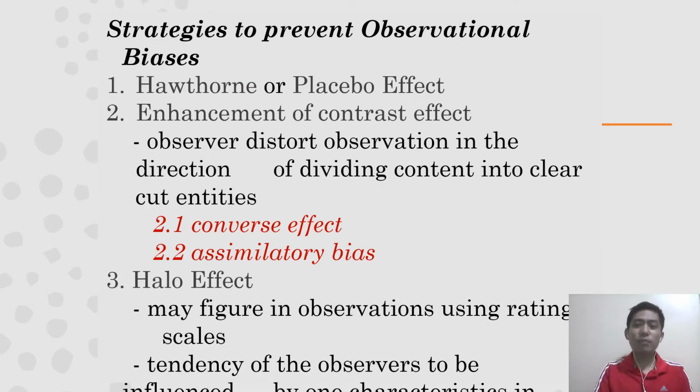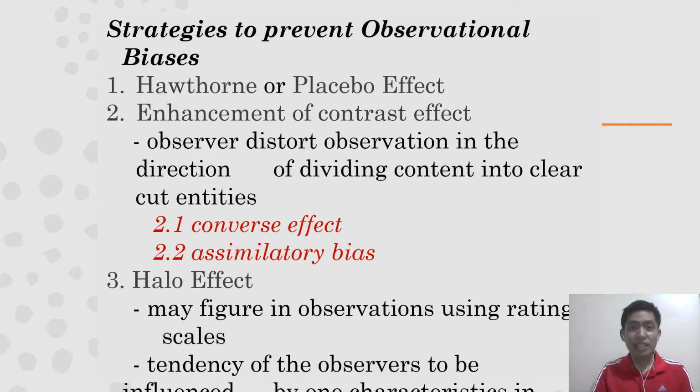Strategies to prevent observational biases. First is the Hawthorne effect or the placebo effect. So what is the Hawthorne effect? If they know that they are being observed, they will do the best practices. Because they are being observed, they will do what is right. So that's the bias of observation.